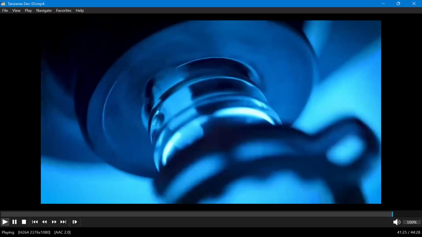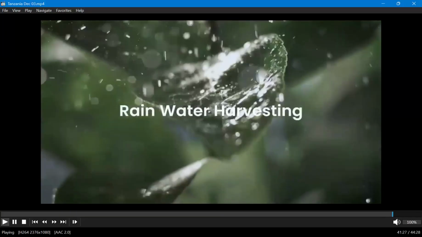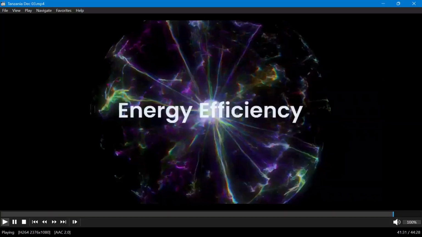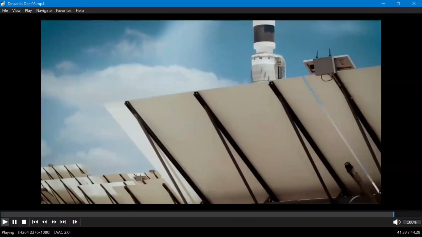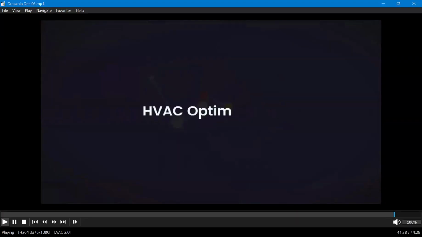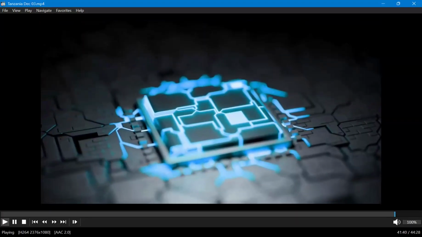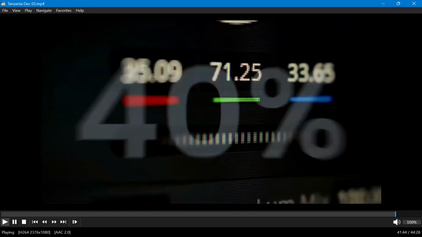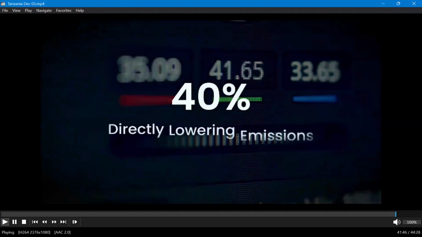Water is precious. Through sensor-based taps, water recycling units, and rainwater harvesting, hotels cut consumption while ensuring luxury remains untouched. Energy efficiency is no longer optional. With solar power, smart thermostats, LED lighting, HVAC optimization, and IoT sensors for lighting and heating or cooling control, energy use is reduced by up to 40%, directly lowering emissions.